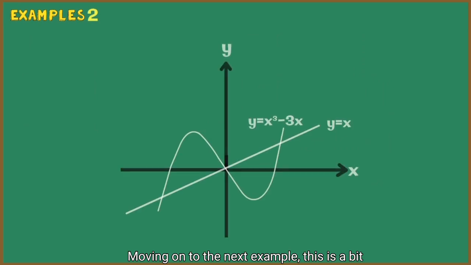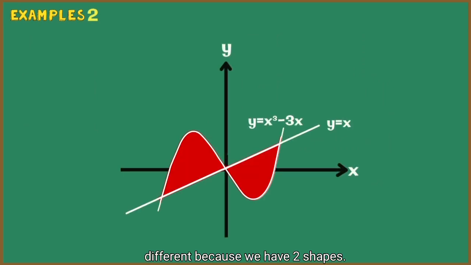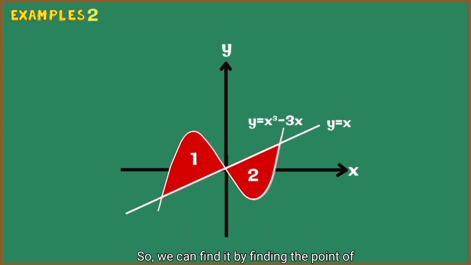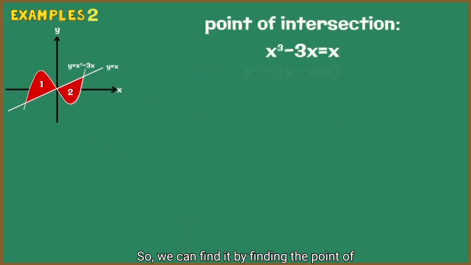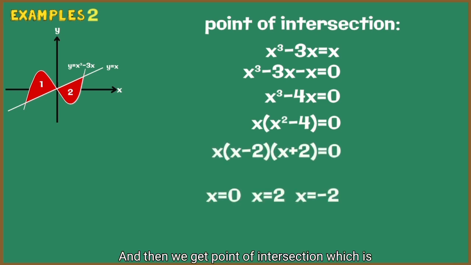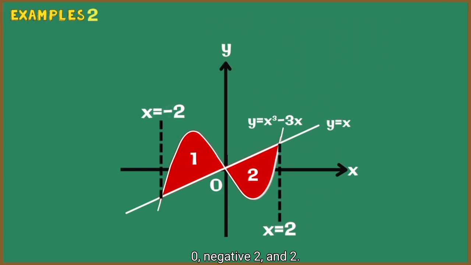Moving on to the next example, this is a bit different because we have two shapes. So let's call them 1 and 2. But we don't have the interval yet. So we can find it by finding the points of intersection between those two functions, and then we get the points of intersection, which are 0, -2, and 2.